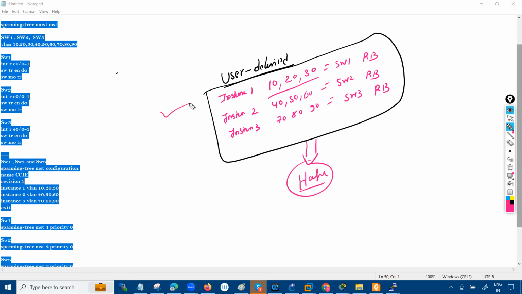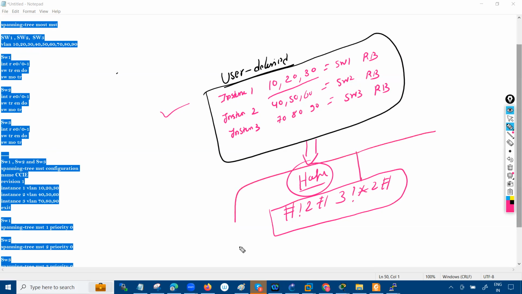So in your BPDU, you will not see instance 1 that has VLANs 10, 20, 30, instance 2 that has 40, 50, 60, instance 3 that has 70, 80, 90. You will not have it this way. You will have a hash value. They convert this data into a hash value, and that hash value will be shared in the BPDU. So in a normal BPDU, they add an extra field.